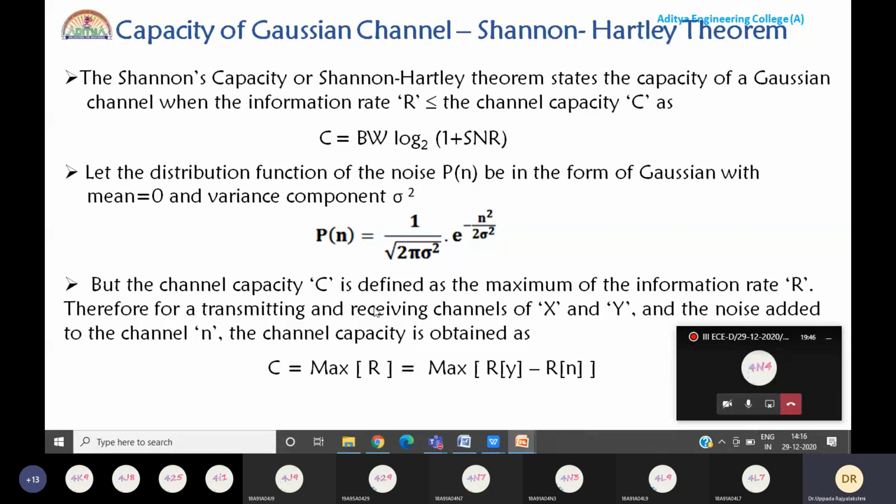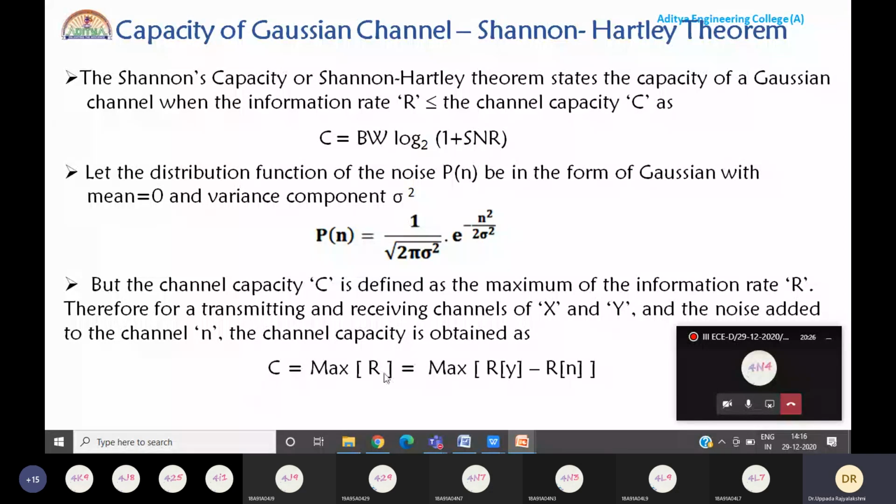But here the channel capacity is defined as the maximum of the information rate, or the mutual information. We know the information rate's relation with respect to the mutual information. That's why we have directly represented C as the maximum of R, because R is always less than or equal to the channel capacity. So the information rate is always less than or equal to the channel capacity, and the maximum value of R can be considered as the channel capacity.